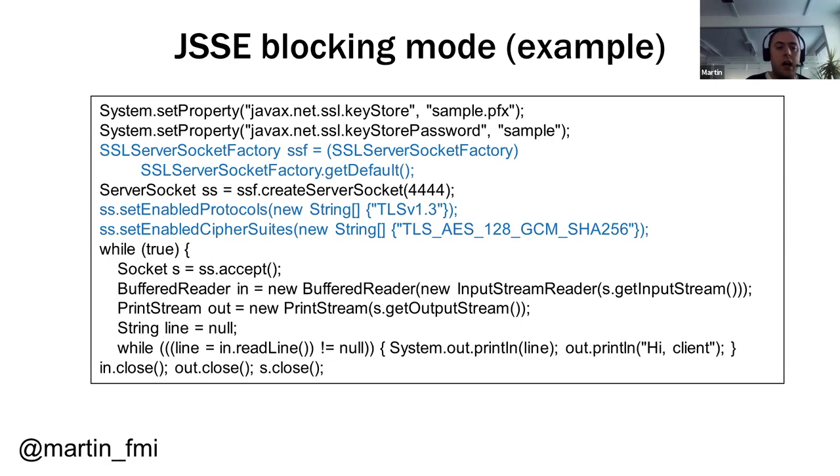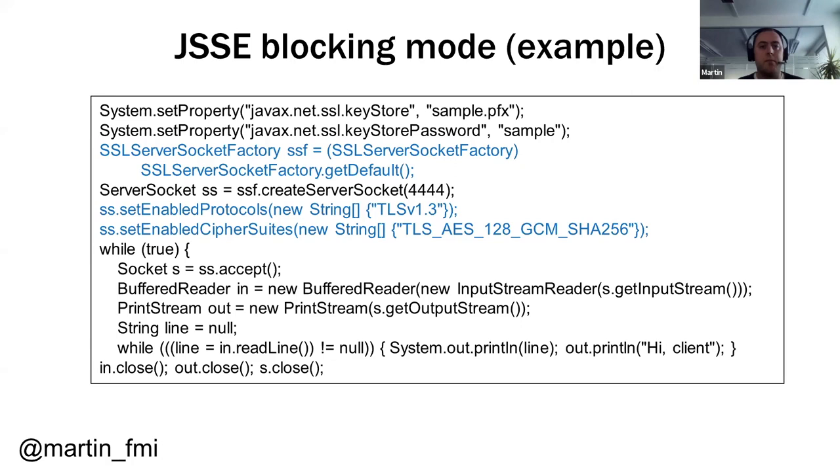You call the accept method to receive connection from the SSL client. Then you read the input and you also send some output back to the client. And finally you close the socket and the related input output streams.